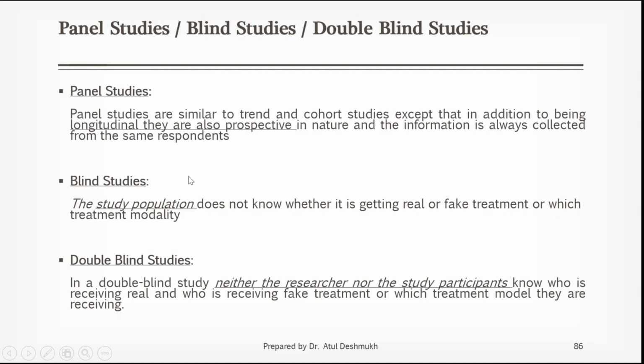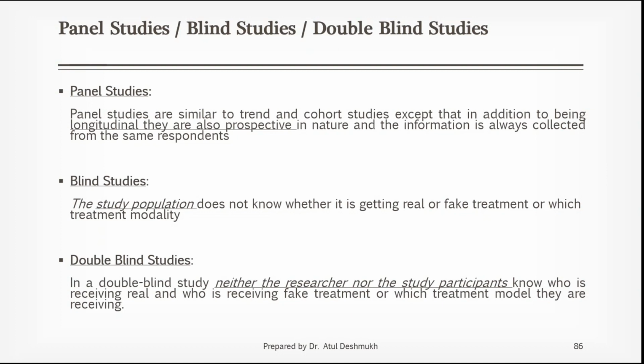Panel studies. Panel studies are similar to trend and cohort studies, except that in addition to being longitudinal, they are prospective. So panel means there is a group of people. There is group of people who are having common characteristics, and you study them in a longitudinal and a prospective manner. Cohort studies you can conduct in a cross-sectional manner also or longitudinal manner. But panel studies, they are always conducted in a longitudinal and prospective manner. That is the basic difference. So panel of people or group of people may be having common characteristics which are followed for a long time, and if the data is collected in a prospective manner, then it is called as panel study.